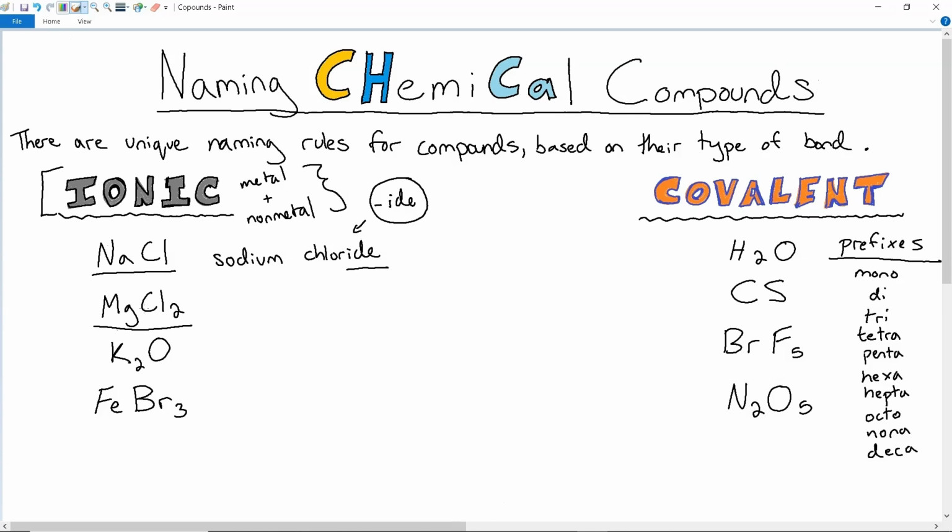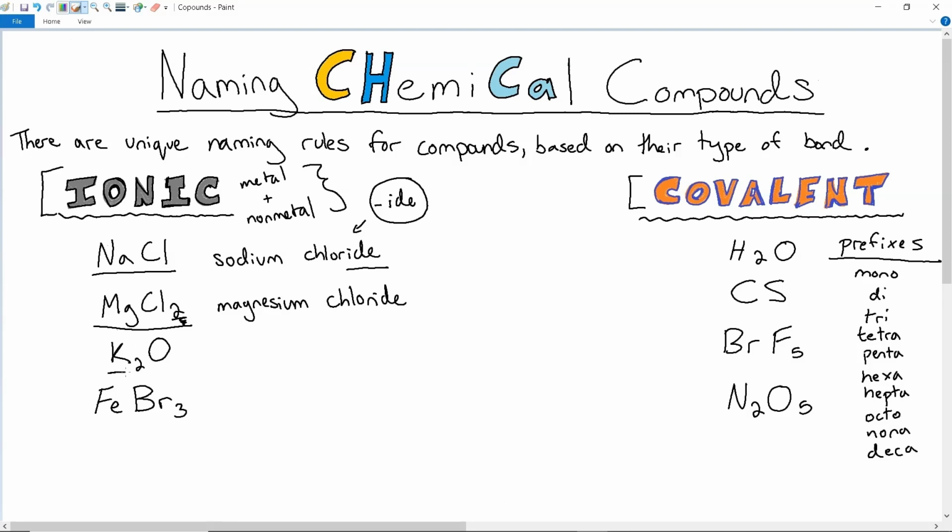Moving on to our second example, same rules apply. The name of our metal is magnesium. And we have chlorine again, so this is a chloride. It doesn't matter that we have two chlorine atoms in this example. The subscripts, or the number of atoms that we have, will only affect the name of the compound in our covalent examples. So we're not there yet, so we can ignore that for now.